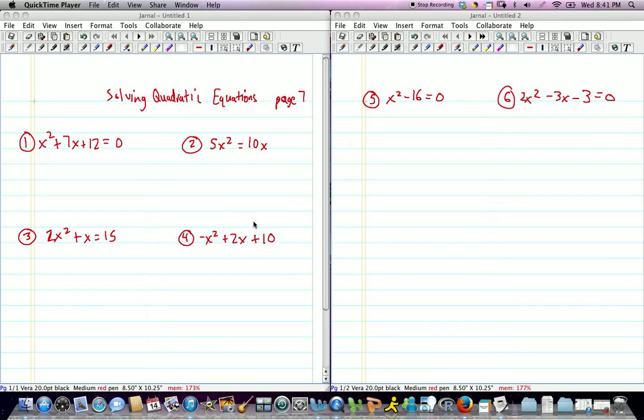If you can't factor it, or you're not comfortable using factoring, then you can always use the quadratic formula, which I'll write over here on this page. It's x equals negative b plus or minus the square root of b squared minus 4ac all over 2a.